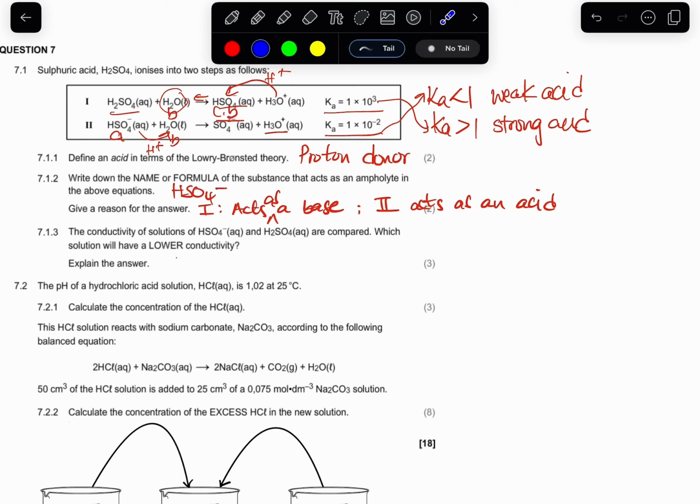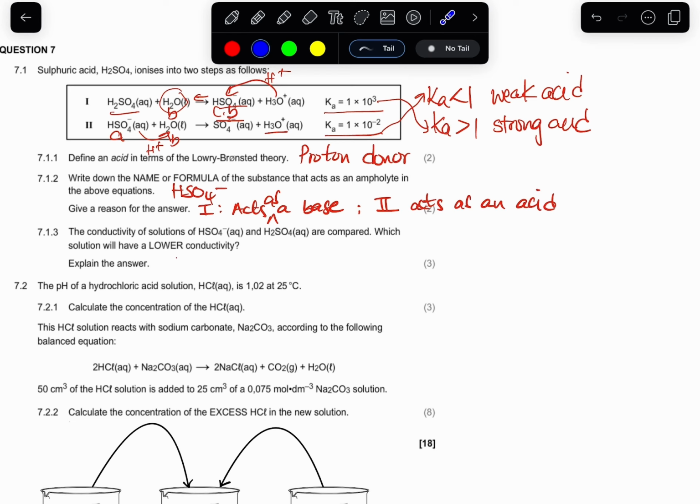Now the second last question, it says the conductivity of the solution of hydrogen sulfate ion and sulfuric acid are compared. Remember, when we talk about the conductivity, the stronger the acid, the more the conductivity. Check my other video. I do have a video on that, on the conductivity, reactivity. So the stronger the acid, the greater the conductivity.